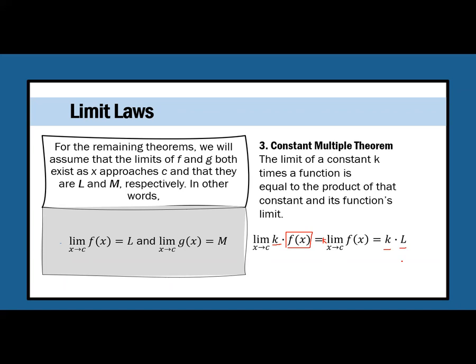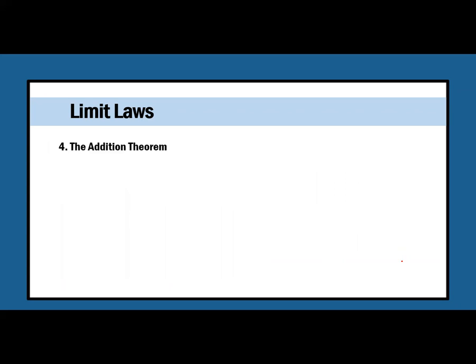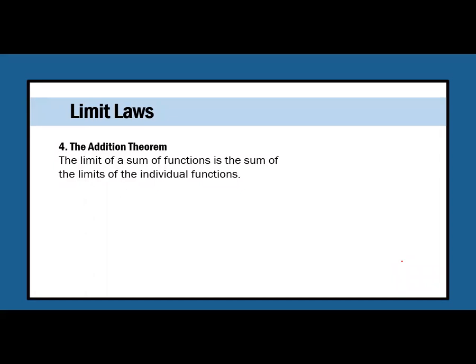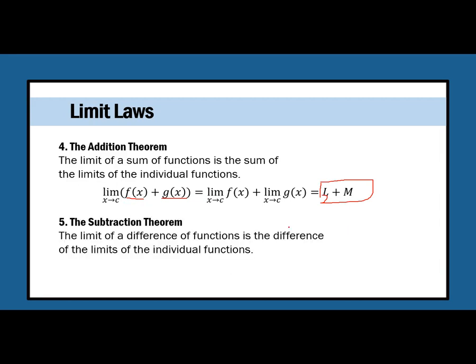And the other remaining theorems are operational limit theorems. We'll go through them one by one. For the addition theorem, the limit of a sum of functions is the sum of the limits of the individual functions. If you have two functions and you want to get their limit, it's like getting the limit of each term: the limit of f of x plus the limit of g of x. Therefore, the answer here is L plus M. The same goes for the subtraction theorem, where the limit of a difference of functions is the difference of the limits of the individual functions. So it's like getting the difference of the limits of each term.